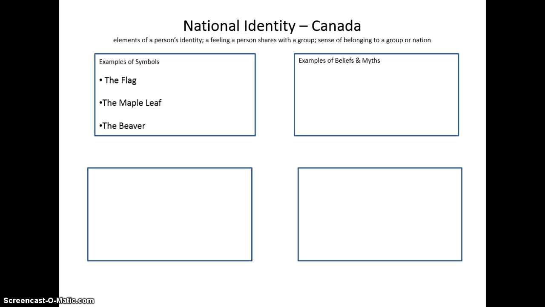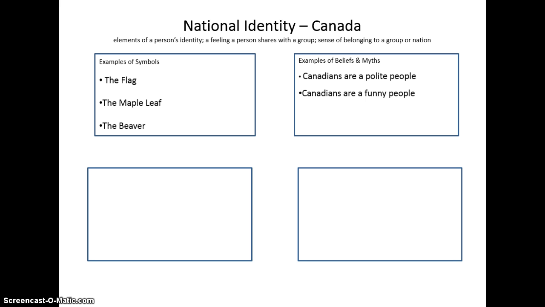What beliefs and myths do Canadians hold that really make up their national identity? Well, one, Canadians are seen as a polite people. In fact, many people see this. In the United States, Canadians are seen as being a very polite people, and sometimes Americans will joke on how polite they see Canadians being.